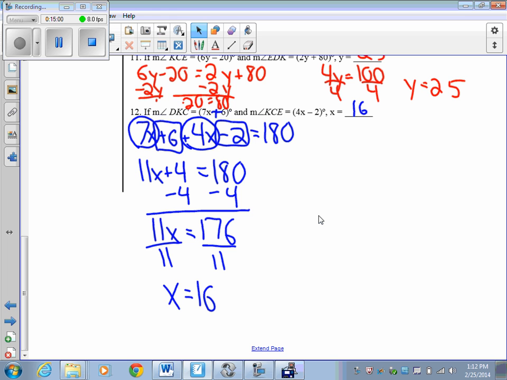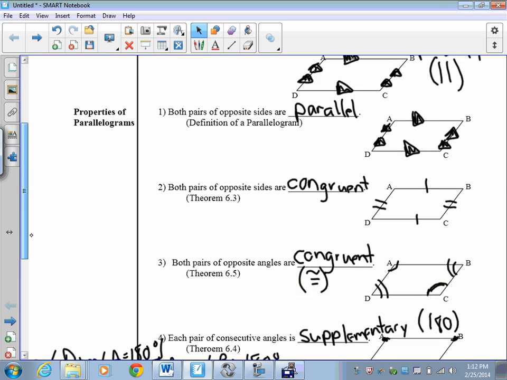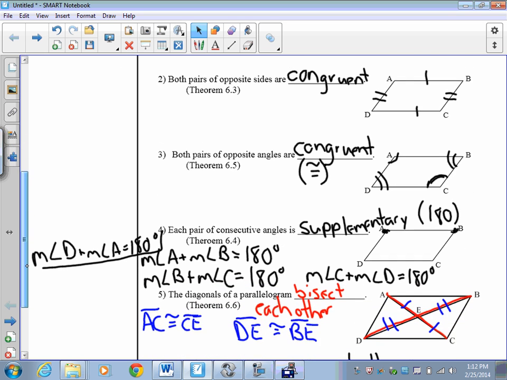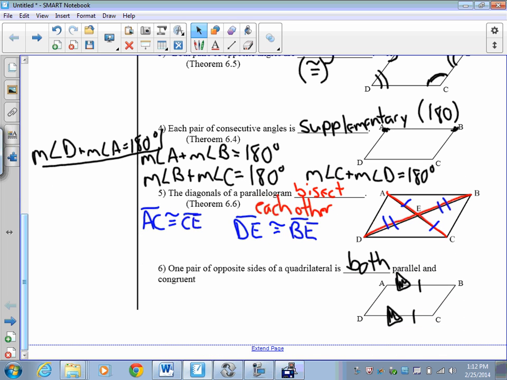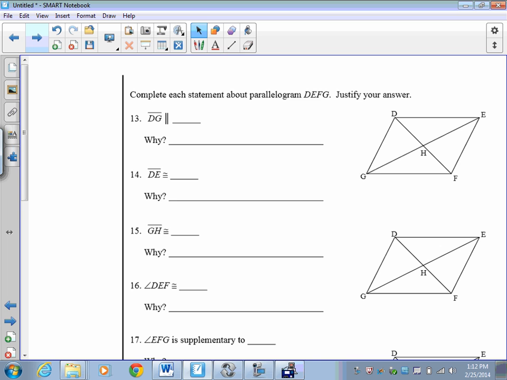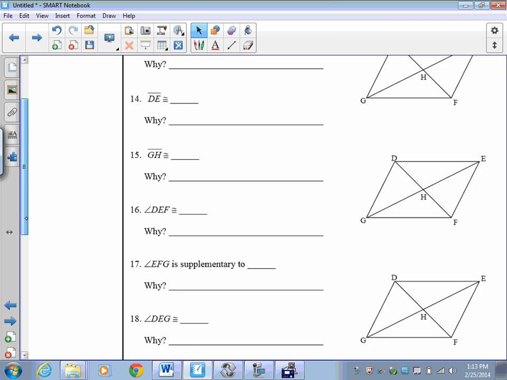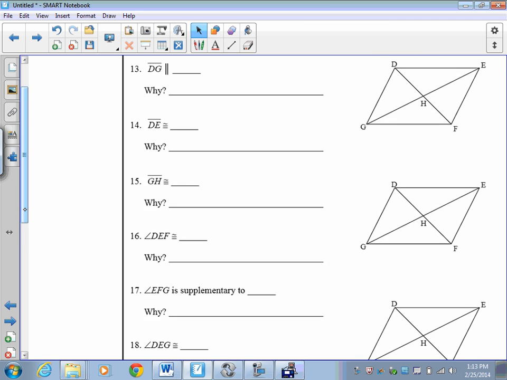So hopefully all of these examples reinforced different properties that we had. Both sides of a parallelogram are parallel. Both opposite sides are congruent. Both opposite angles are congruent. Consecutive angles are supplementary. Diagonals bisect each other, and it's a parallelogram if one side is both parallel and congruent. Again, we're going to be working with more properties here for 13 through 18. Because I want you to get some practice in on your own, I'm only going to do the even-numbered problems.